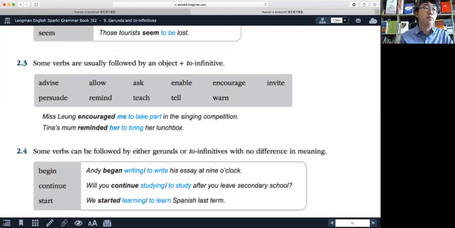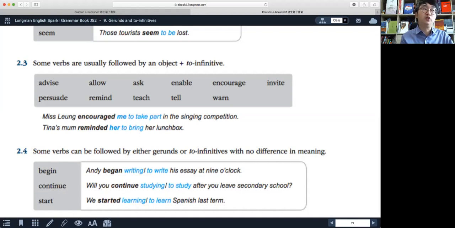So here comes some more challenging part. For these verbs, for some practice students, remember, they are followed by an object first, and then to infinitive. We have verbs like advise, allow, ask, enable, encourage, invite, persuade, remind, teach, tell, and warn. So what does it mean?